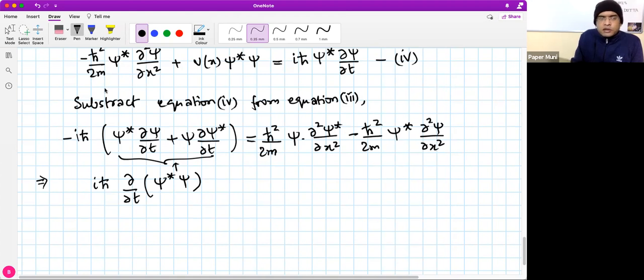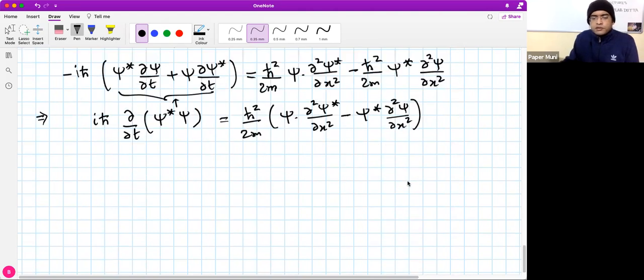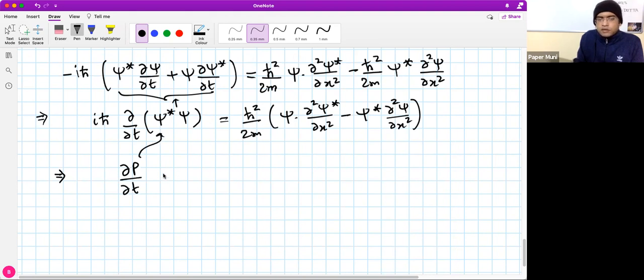Now this is equal to h cut square. We can take this common, so we have psi derivative with respect to x minus psi star derivative with respect to x of psi. This is the equation we're getting. Now we have the thing which we have been looking for so long. We are just writing this as P. P is the probability density.